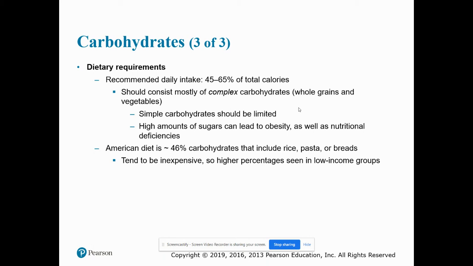And just what that means is for people who have less money to spend on food, carbohydrates tend to be a less expensive option than proteins and lipids. So you may see a higher percentage of carbohydrates being consumed by somebody in a low income home. Possibly, not necessarily, but possibly.